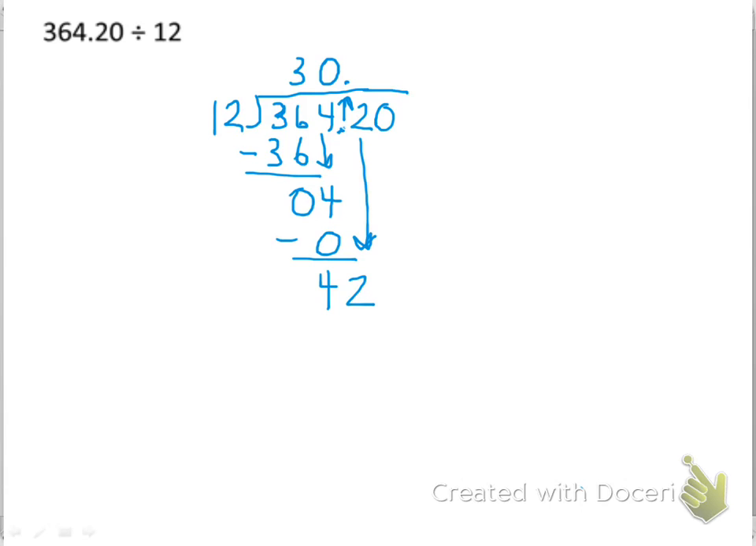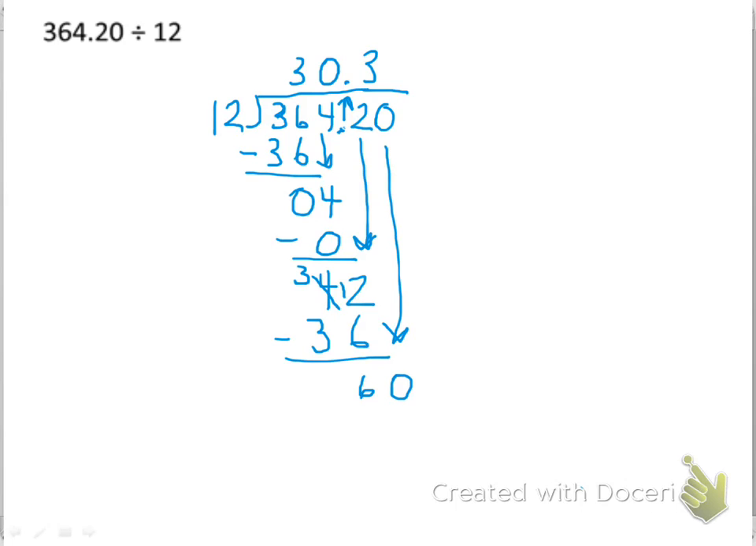Alright, how many times can 12 go into 42? Well, I know that 12 times 3 is 36, which is less than 42, so I think it's 3. 3 times 2 is 6, and 3 times 1 is 3. Now we're going to do our subtraction. 2 minus 6 we can't do, so we're going to borrow from this 4. It becomes 12, and 12 minus 6 gives us 6. 3 minus 3 is 0. Now we bring down that 0.